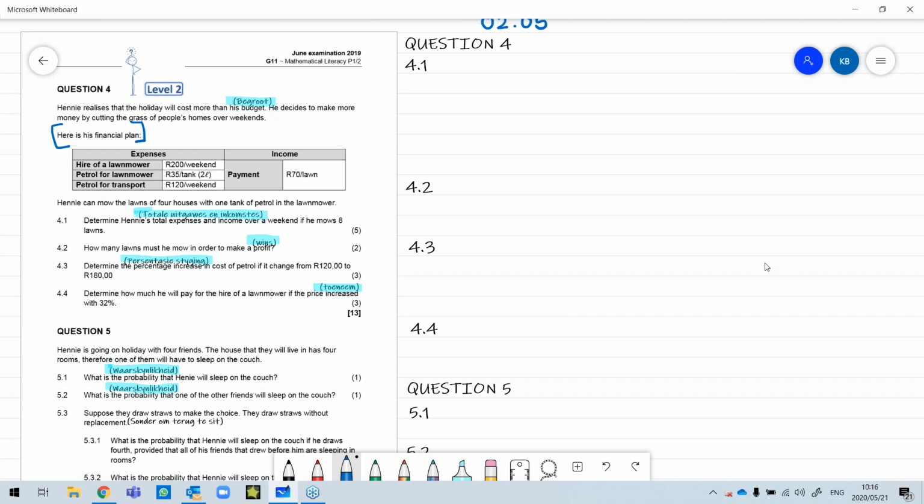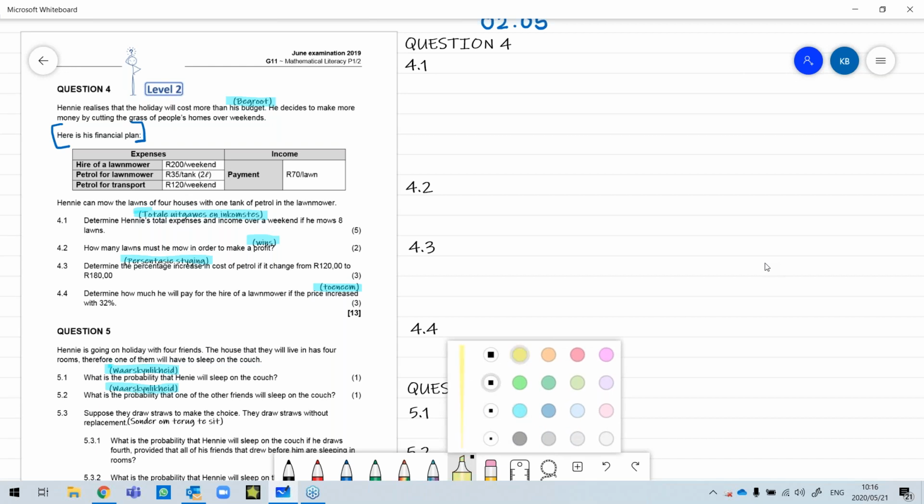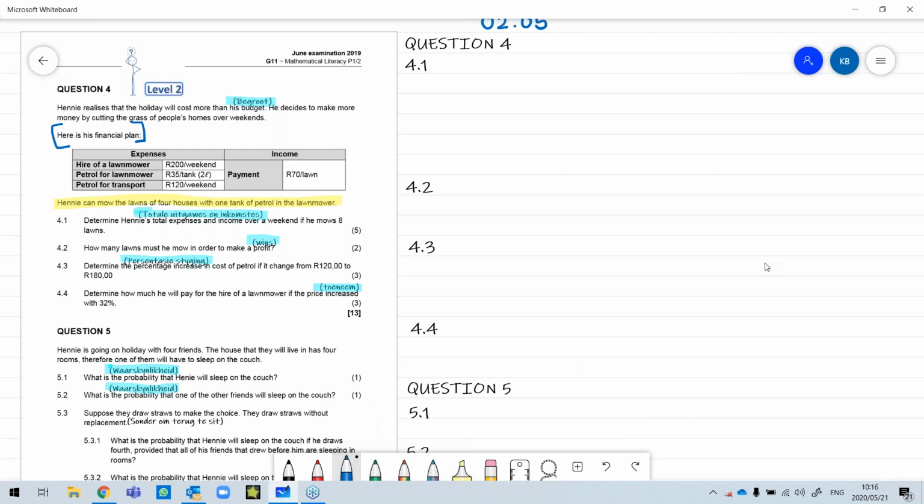His expenses, sy uitgawes, sluit in hire of a lawnmower, petrol for lawnmower, petrol for transport, and his income, sy inkomste, sluit in his payment per lawn. So he gets 70 rand per lawn that he mows. Then Henny can mow the lawns of 4 houses with 1 tank of petrol. So that's important information, and it's important that you don't simply just read over it. So 4 tanks or 4 lawns with 1 tank.